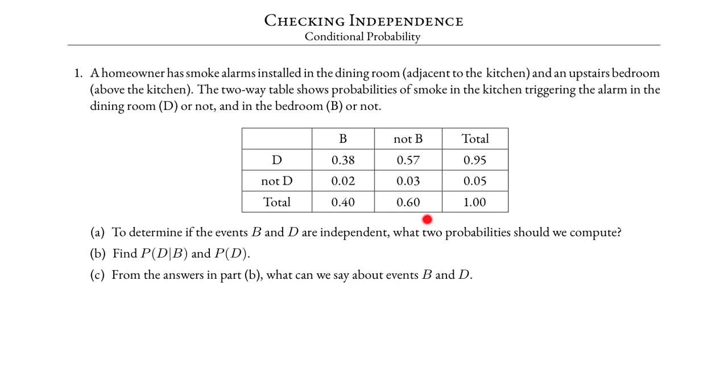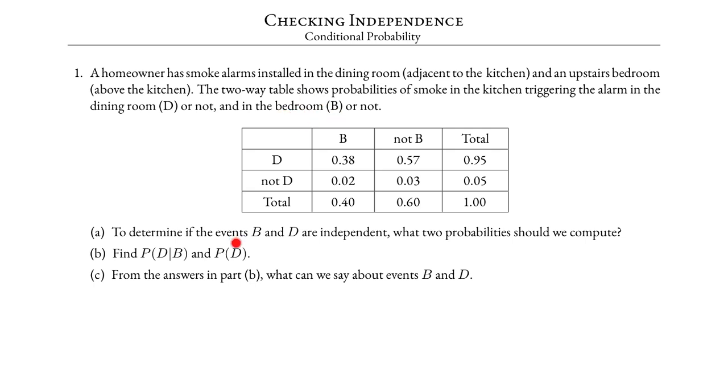There are two events, D, dining room, and B, the bedroom. Specifically, smoke in the kitchen triggering the alarm in the dining room is the event D. Smoke in the kitchen triggering the alarm in the bedroom is the event B.